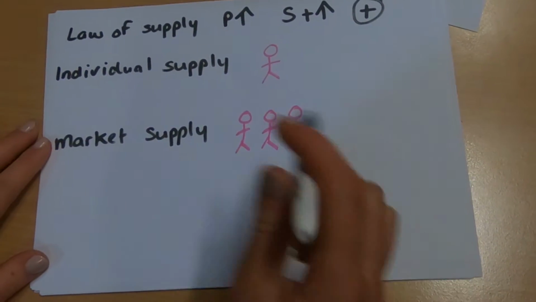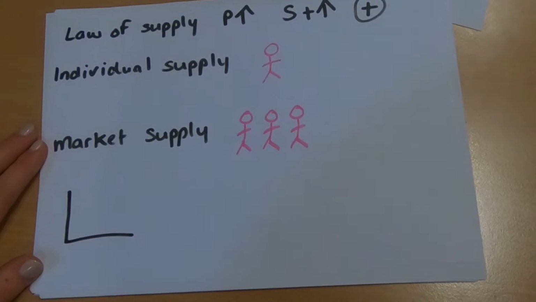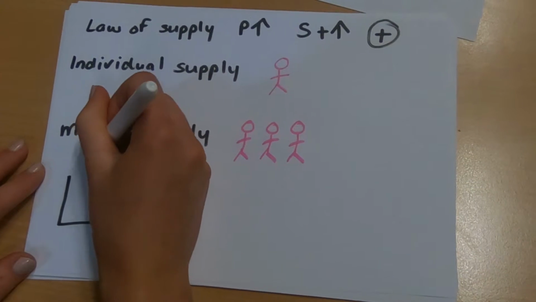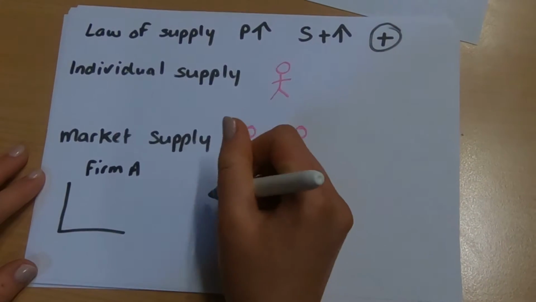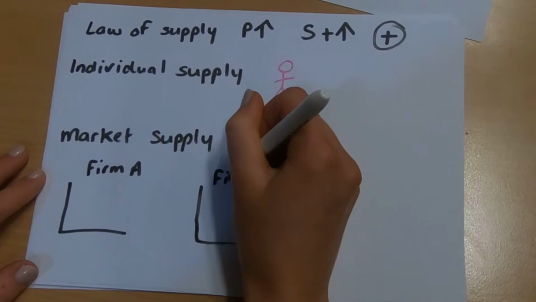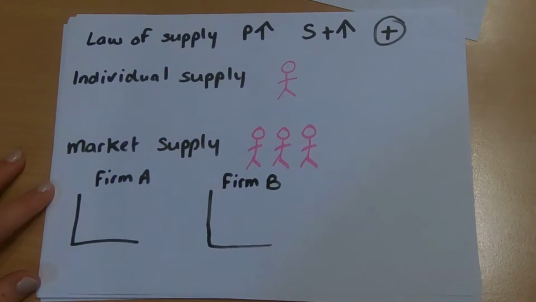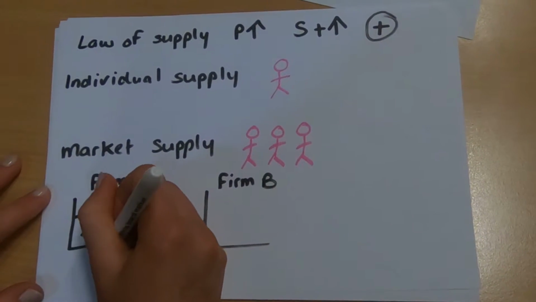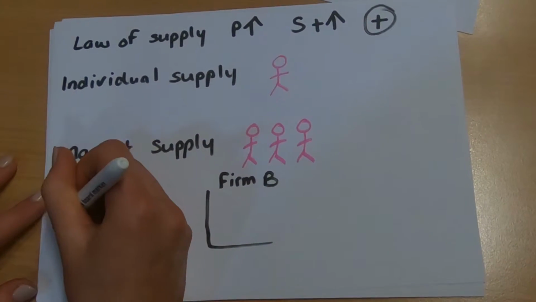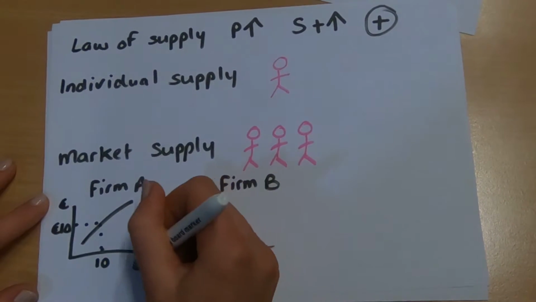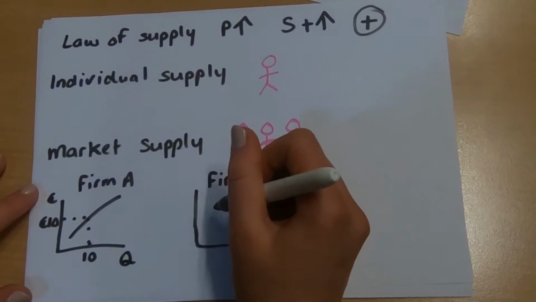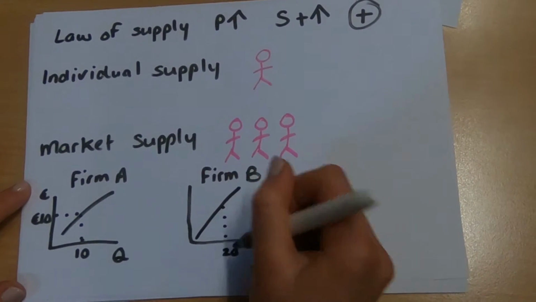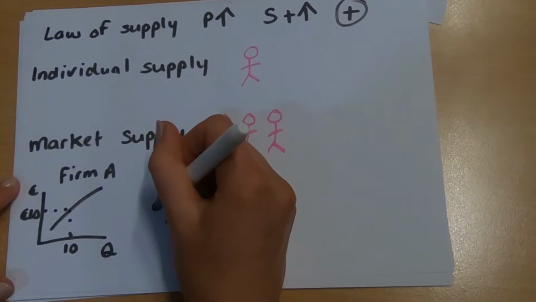To represent this on a graph, we're going to use an example and say that there's only two firms in a market. So firm A and firm B. Firm A is willing to supply 10 units at a cost of €10. And firm B is willing to supply 20 units at a cost of €10.